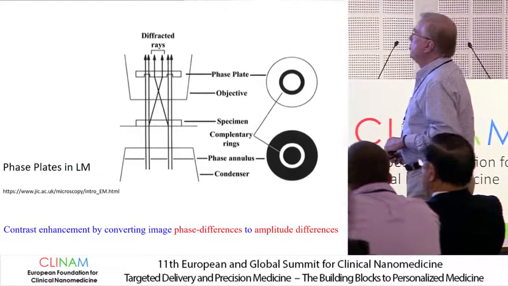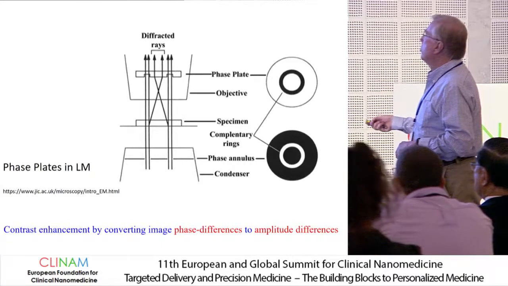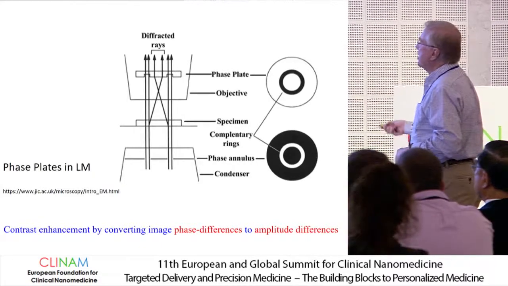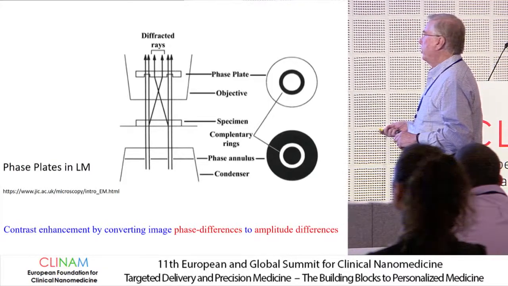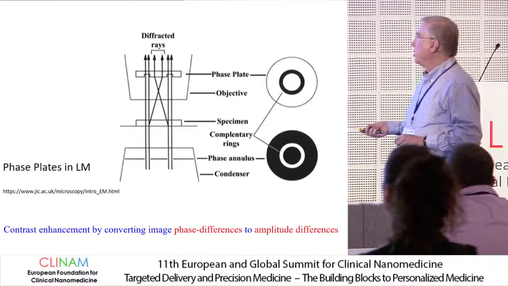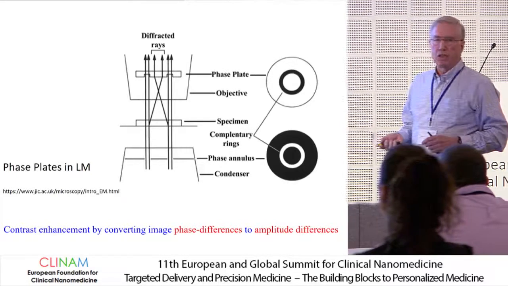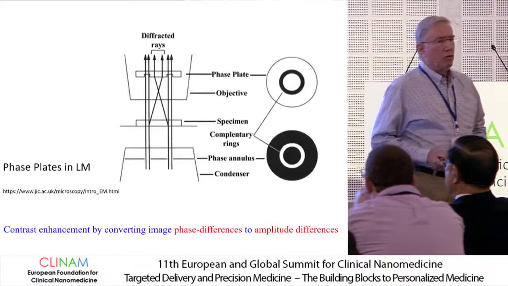However, if you use a technique that is borrowed from light microscopy, and this is just a schematic of it, you are able to convert phase differences in the image to amplitude differences. And when you do that, you can make the invisible visible.